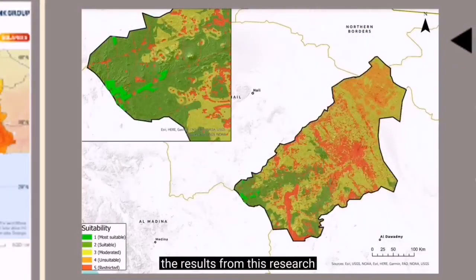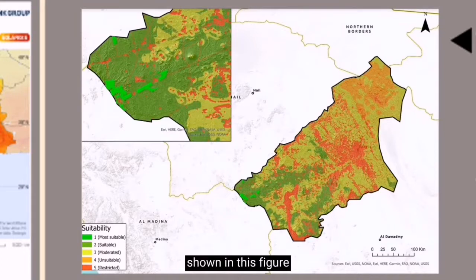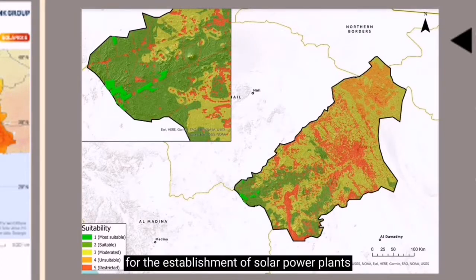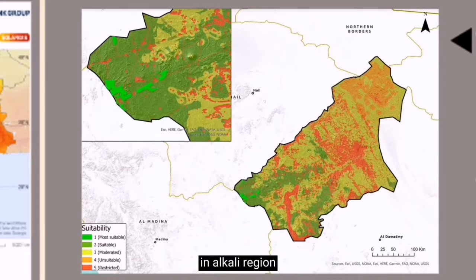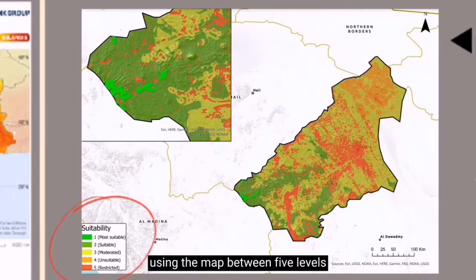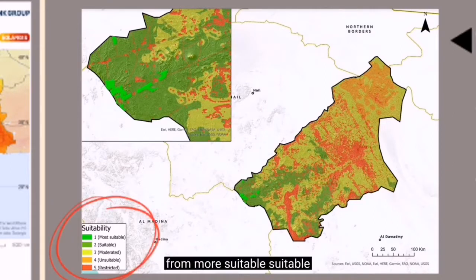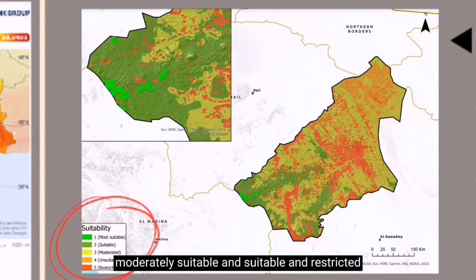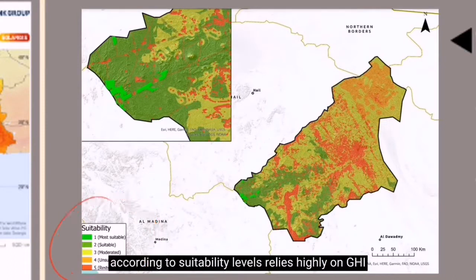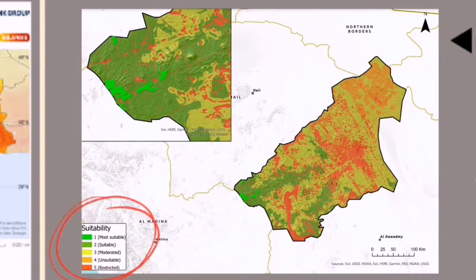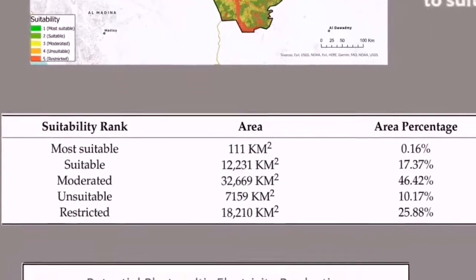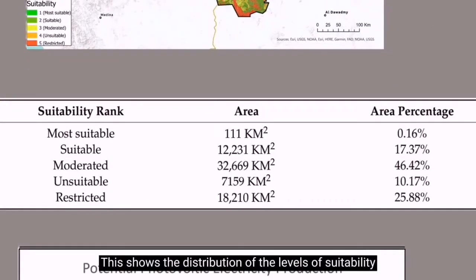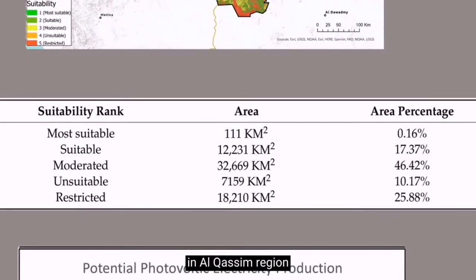The results from this research are shown in this figure, which indicate the spatial distribution of suitable places for the establishment of solar power plants in Al Qasim region, where it has been distinguished using the map between 5 levels according to the degree of suitability from most suitable, suitable, moderately suitable, unsuitable, and restricted. The geographical distribution of sections according to suitability levels relies highly on GHI. This shows the distribution of the levels of suitability in Al Qasim region.